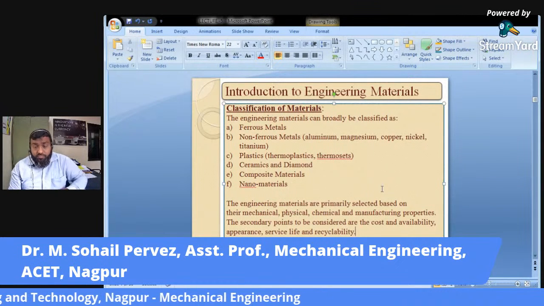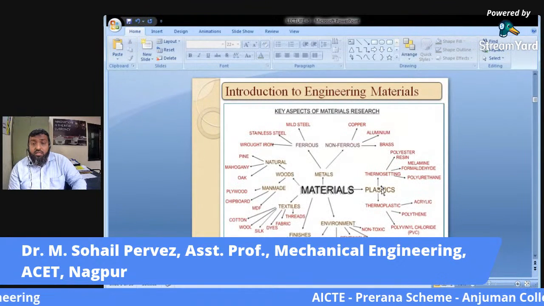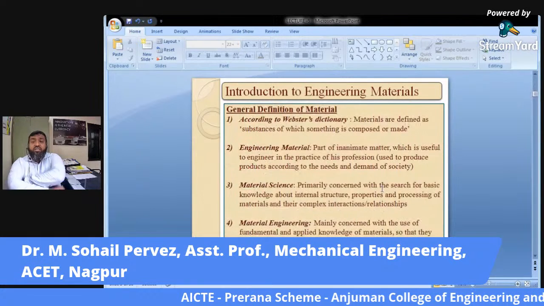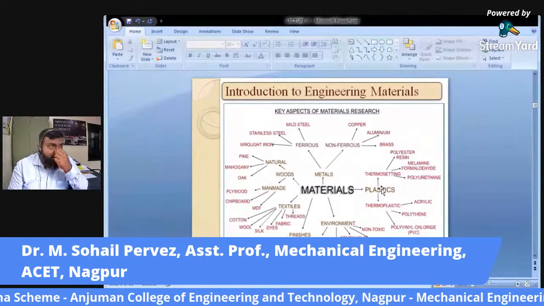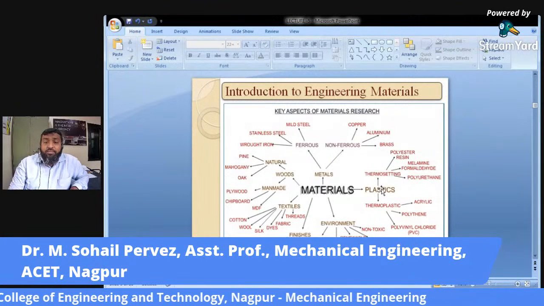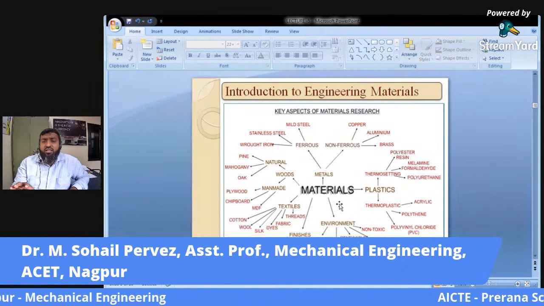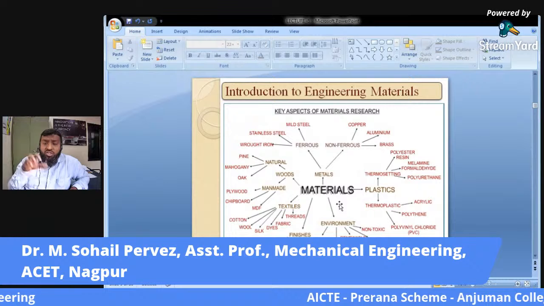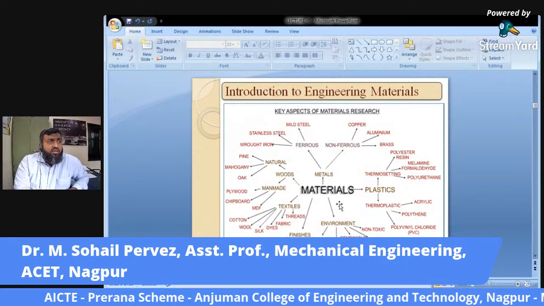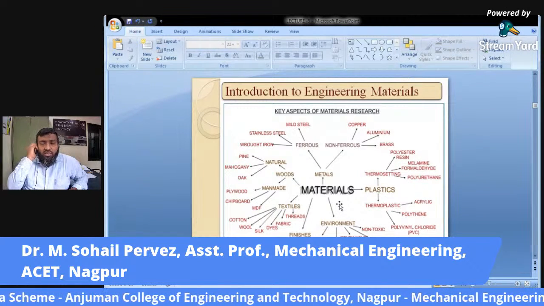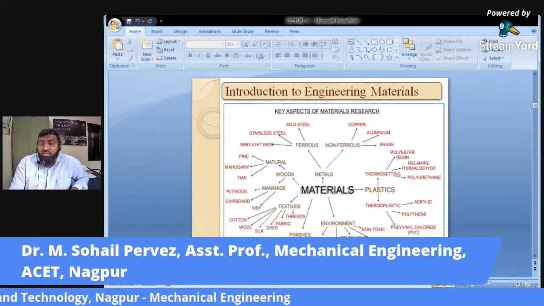The next one, these are the key aspects of material research. So please watch it carefully and try to get the basics of these materials. Now, this is the generalized aspect of materials used in day-to-day or engineering purposes, because engineering is nothing but the application, or implementation, of basic sciences in day-to-day life using engineering principles.